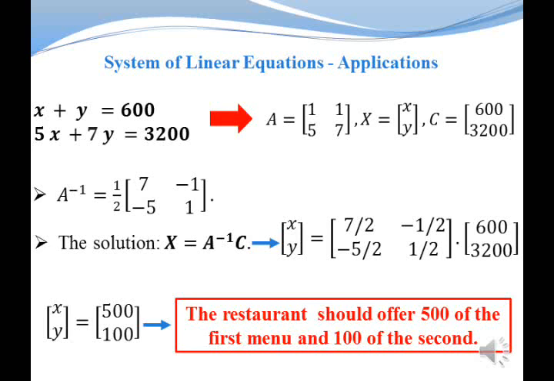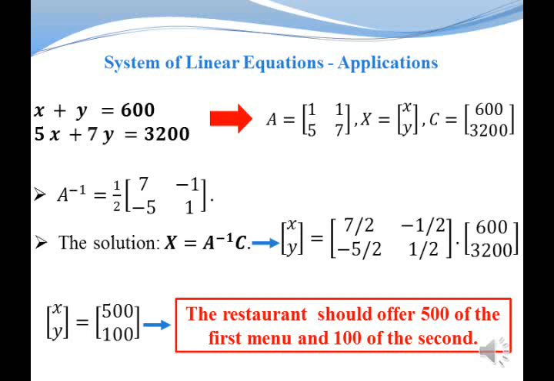Okay, once we got the inverse, the solution is written as X equals A inverse multiplied by C. So we just multiply the matrix we got here after multiplying the half inside, and then we multiply the A inverse by C. How do we do this multiplication? We just take this row multiplied by this column to give us the 500, and take the second row multiplied by the only column we have to give us the 100.